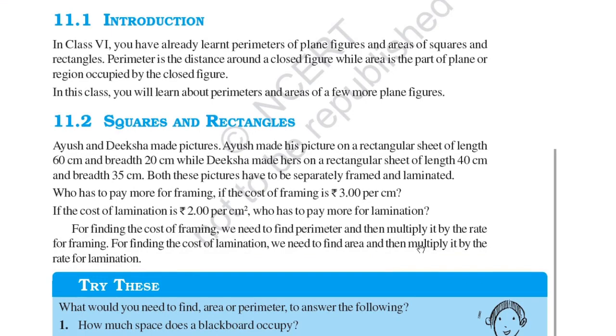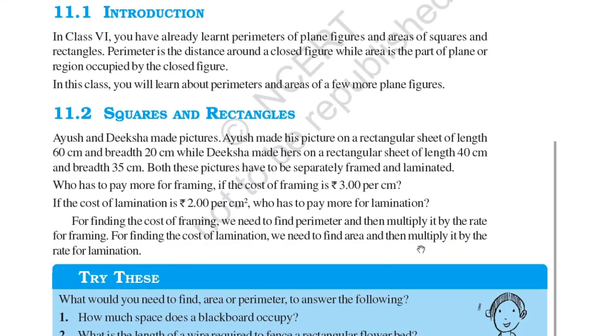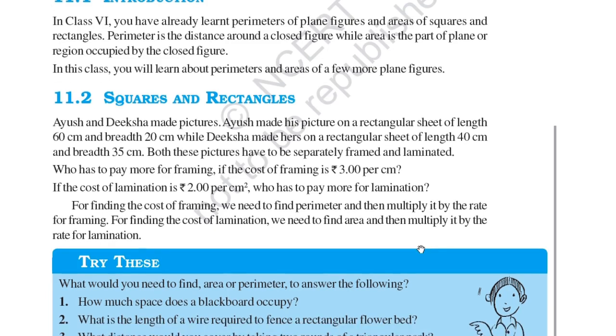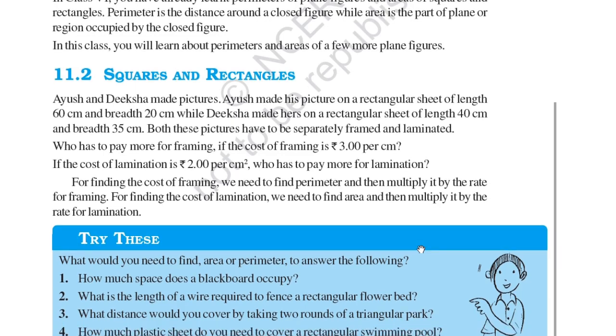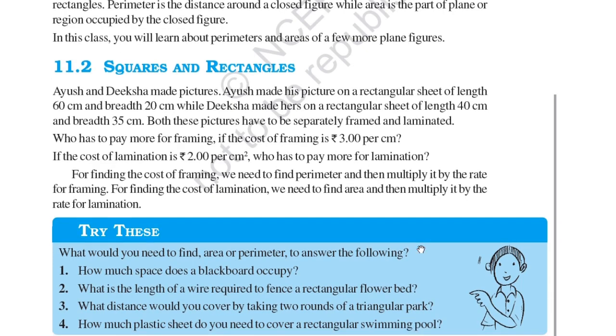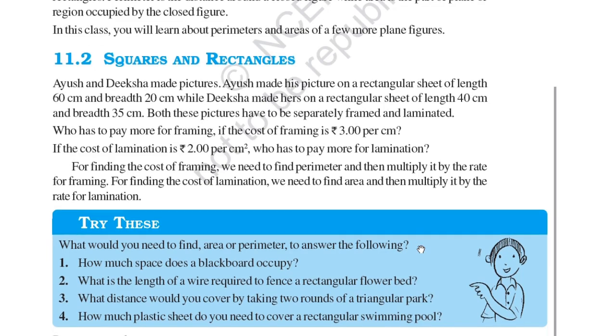11.2 Squares and rectangles. Ayush and Diksha made pictures. Ayush made his picture on a rectangular sheet of length 60 centimeter and breadth 20 centimeter, while Diksha made hers on a rectangular sheet of length 40 centimeter and breadth 35 centimeter. Both these pictures have to be separately framed and laminated. Who has paid more for framing, if the cost of framing is 3 per centimeter? If the cost of lamination is 2 per centimeter square, who has to pay more for lamination?